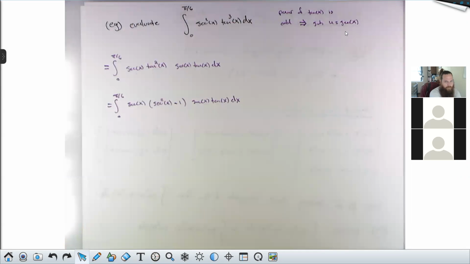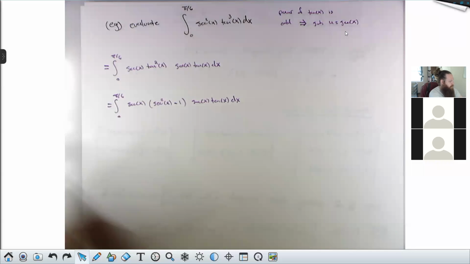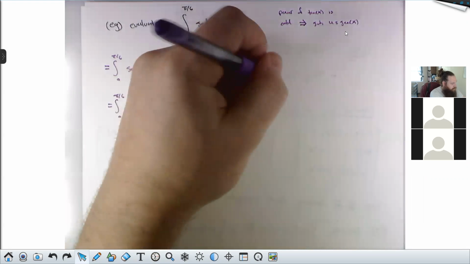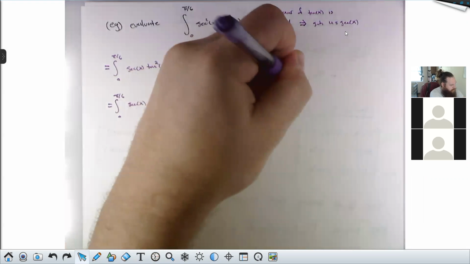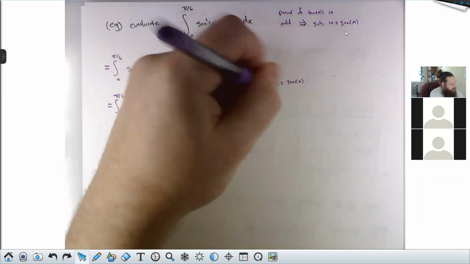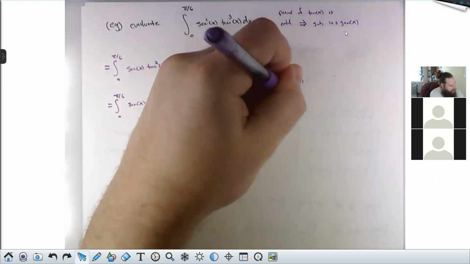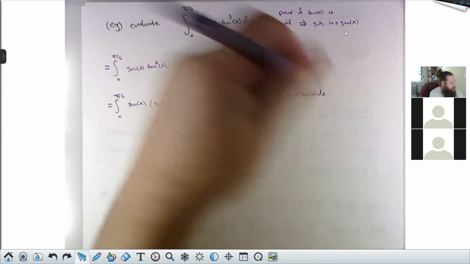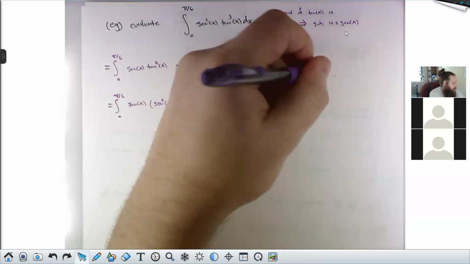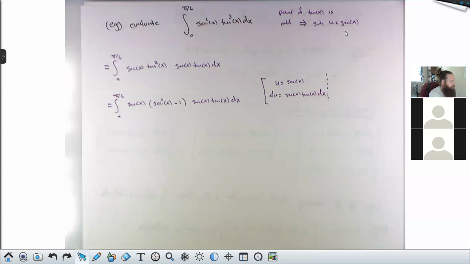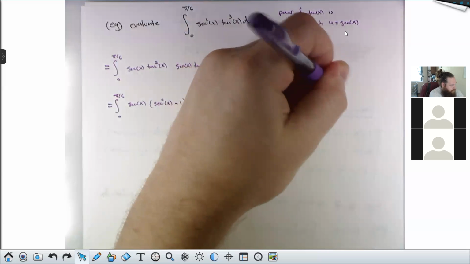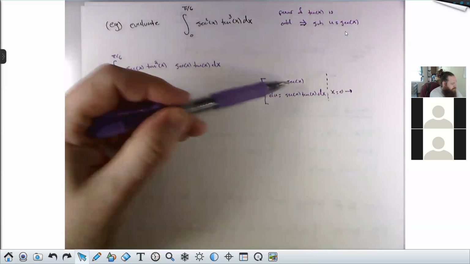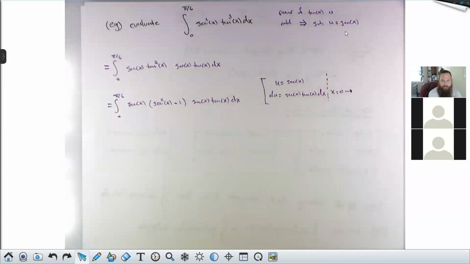And now my integral is ready for the substitution. I've got the differential over here, and I've got everything in terms of the secant function. So I'll go ahead and let u be the secant of x, which means du is going to be secant x tangent x dx. And because this is a definite integral, I also need to change my bounds. When x is equal to 0, u is going to be the secant of 0. What is the secant of 0?